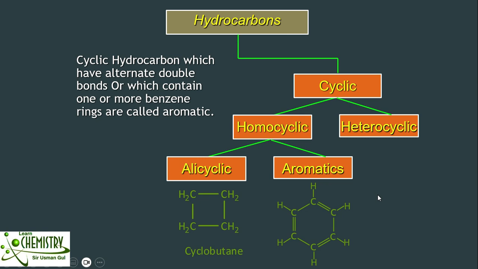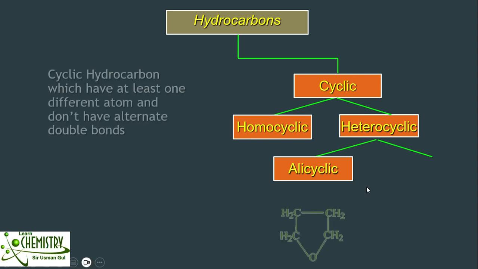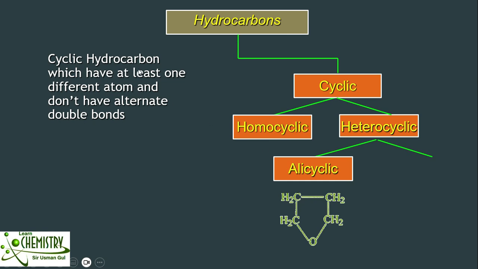Furthermore, the heterocyclic are also classified in a similar way. Let me show you the heterocyclic. In the heterocyclic we also have alicyclic heterocyclic. Now you can see a cyclic hydrocarbon which has at least one different atom and doesn't have alternate double bonds. This one is also alicyclic, a part of heterocyclic. This one has carbon-carbon single bonds, but it also has a different atom, so we can also call this one heterocyclic.